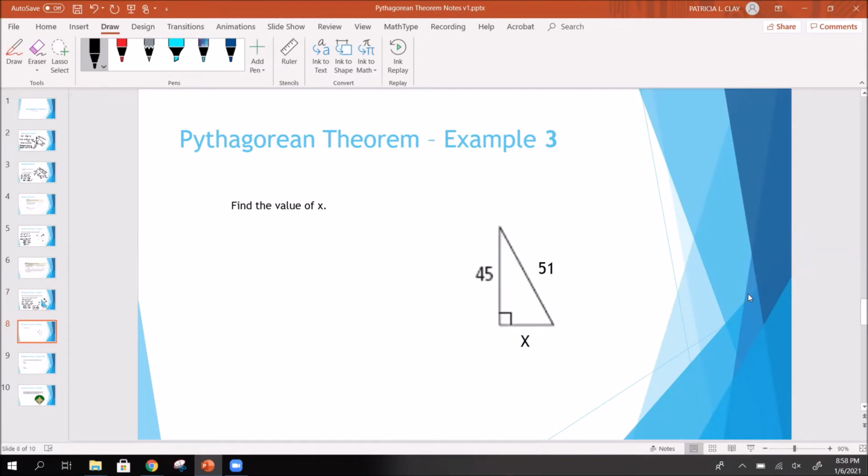Now, the other thing that you'll have to know how to solve is if they give you a leg and the hypotenuse. So it's still the same formula. So let's do this. A, B, and C. All right. So we need to find x, which is one of the legs. We've been solving for the hypotenuse the other times. So let's do a squared plus b squared is equal to c squared. So we have 45 squared plus x squared, right? Equals 51 squared. Okay. So now you can put those in your calculator.